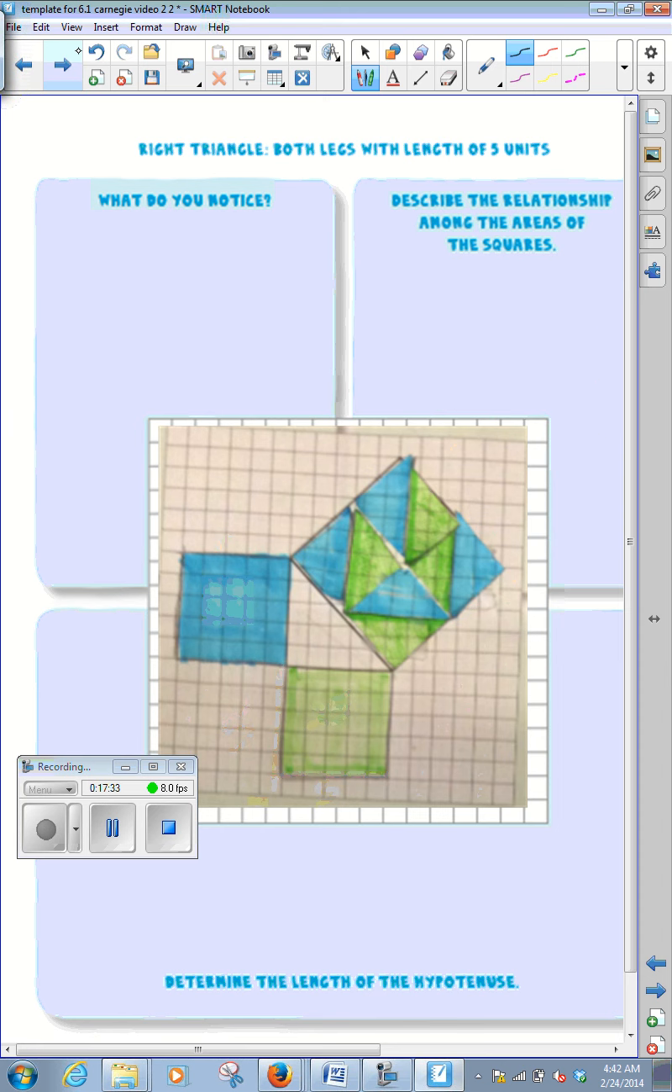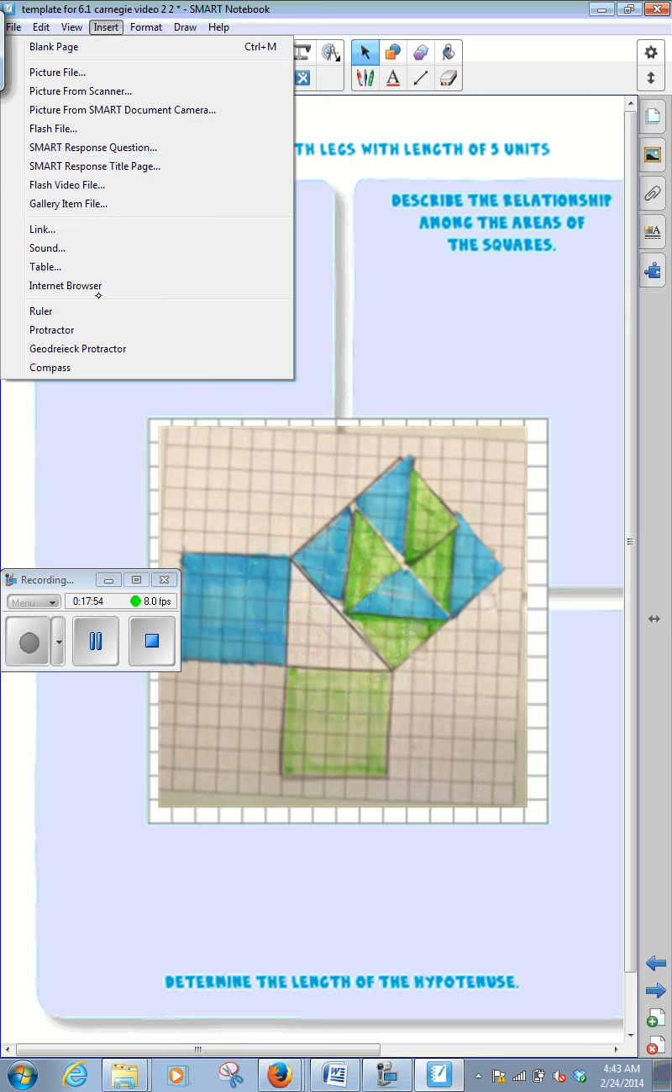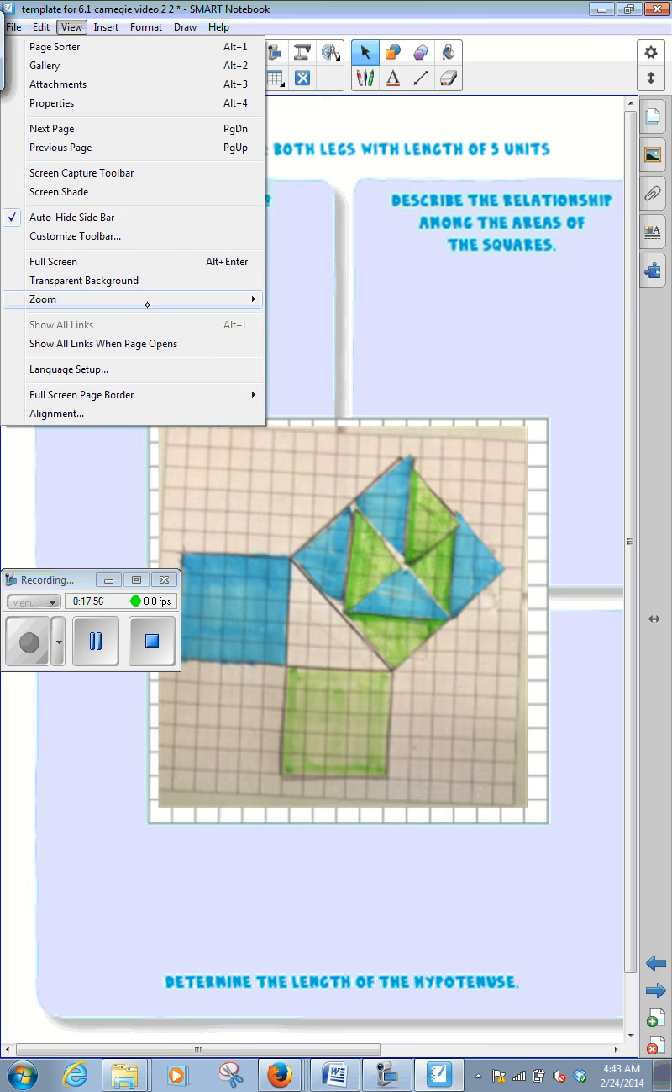The final question in problem 2 will probably be the hardest thing you do most of the day. It says determine the length of the hypotenuse. So that means figure out how long this hypotenuse is right here. I'm going to make this a little bit bigger and hope we can see it a little better.